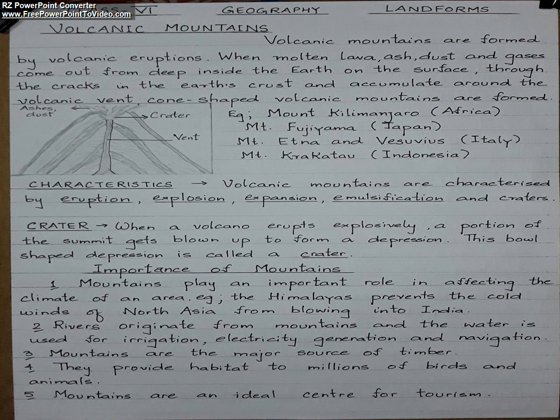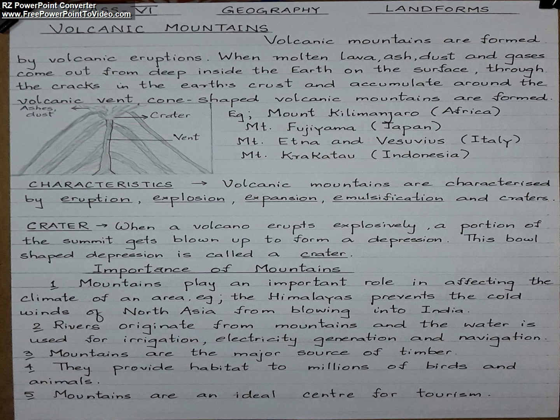Volcanic mountains are mainly characterized by eruption, explosion, expansion, emulsification, that is, when lava gets ejected, it combines with the chemical gases to form aqueous fluids, to form oil, that is called emulsification, and craters. Now how can you define a crater? When a volcano erupts explosively, a portion of the summit gets blown up to form a depression, and this bowl-shaped depression is called a crater.